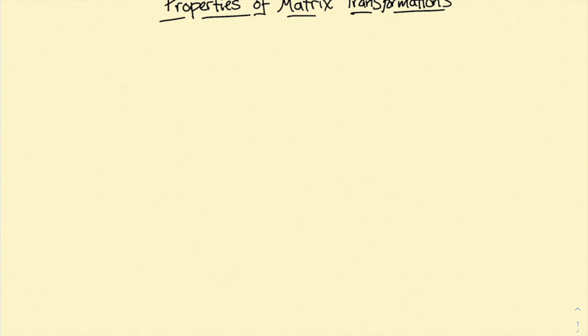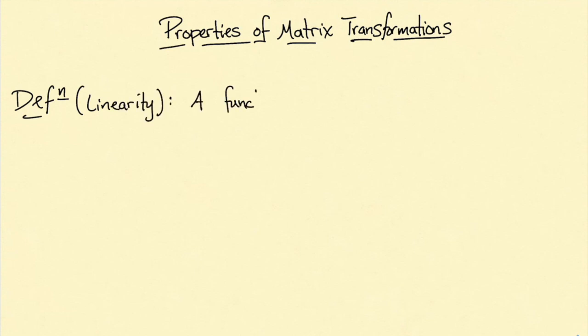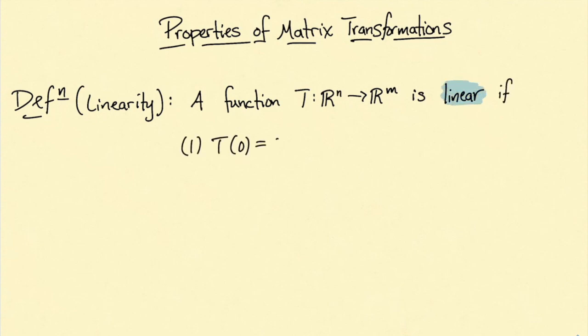Now that we have the basic definitions for matrix transformations, we want to explore some of the common properties and operations. Our first property is arguably the most important. It's called linearity. A function T from Rn to Rm is said to be linear if, first of all, T maps the zero vector in Rn to the zero vector in Rm.